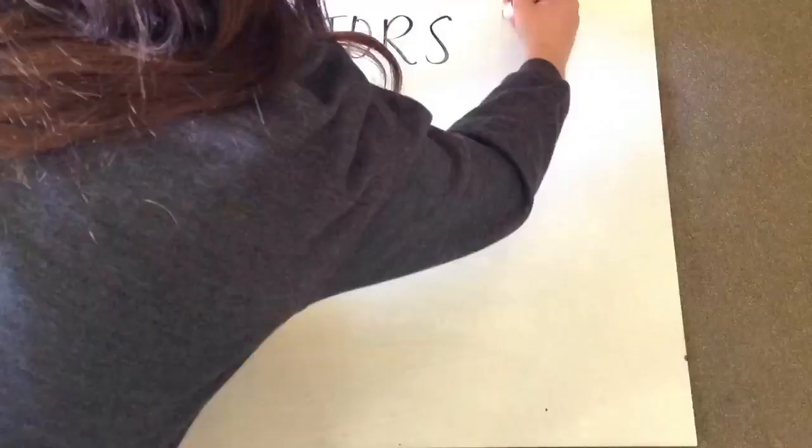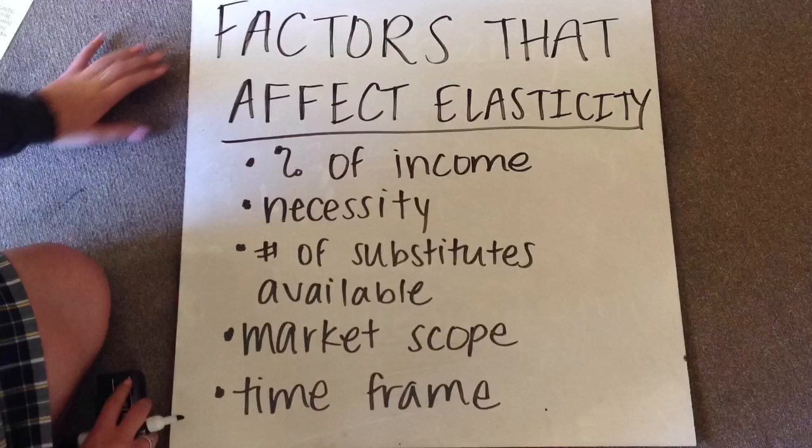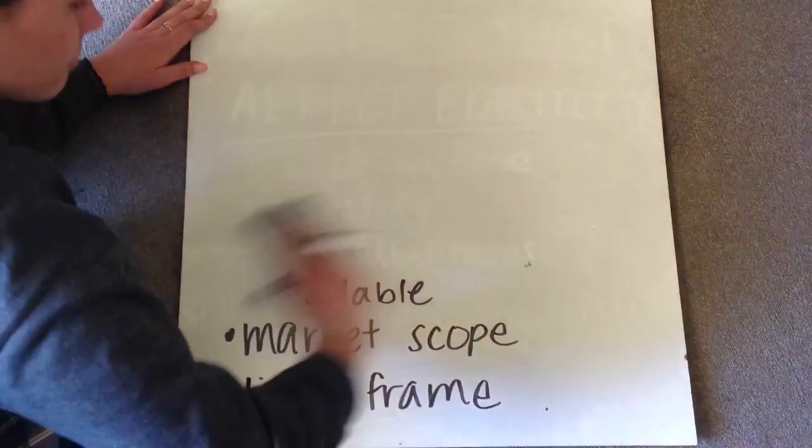Factors that affect elasticity include percent of income, that's how a good's price is compared to your income; necessity, how much you need the good; number of substitutes available, amount of other options; market scope, how broad or how narrow the market is defined as; and time frame, how quickly you need the good.